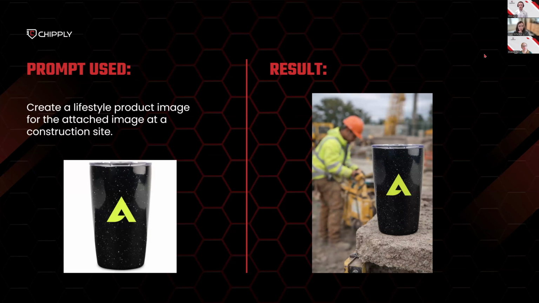If you really want to take your stores to the next level, there's some small things that you can do to just breathe some life into them and also help you stand out. So for here, for example, all I did was download the product image from the store, and the prompt I used is "create a lifestyle product image for the attached image at a construction site," and it added this. So something small that you can upload into your store.